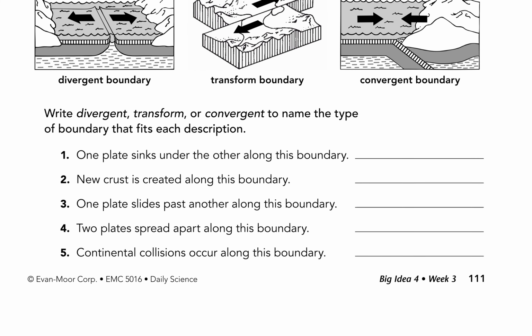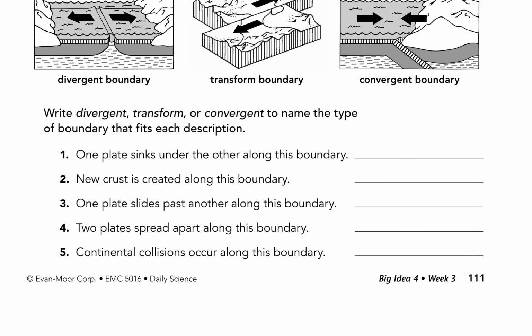All right, answering our questions here. Write divergent, transform, or convergent. So every answer is going to be one of those three words. Write divergent, transform, or convergent to name the type of boundary that fits each description. 1. One plate sinks under the other along this boundary. That only happens at our convergent boundaries.